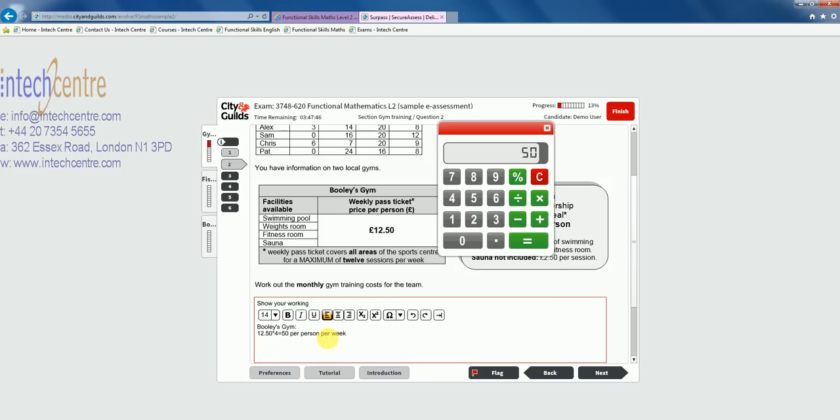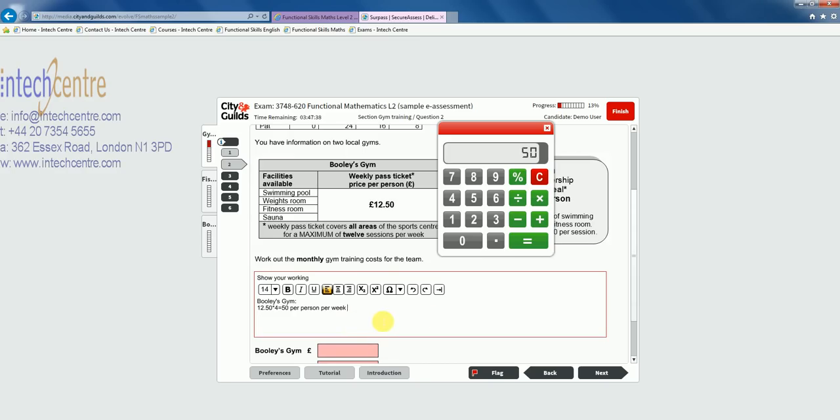What I'm writing here is not necessary, the calculations are. I'm just writing for our customers and learners, just to explain what I'm doing. So this is per person per week. And then we need to work it out for a month, so we're assuming that there's 4 weeks in a month. So then that's 50 times 4, which gives us 200. So Booley's Gym is 200. Okay, so that's Booley's Gym done.